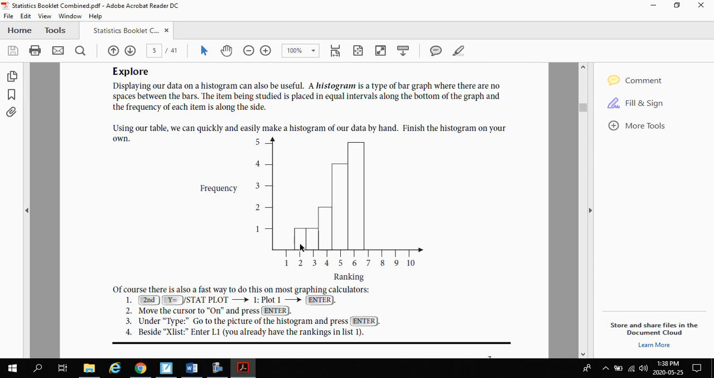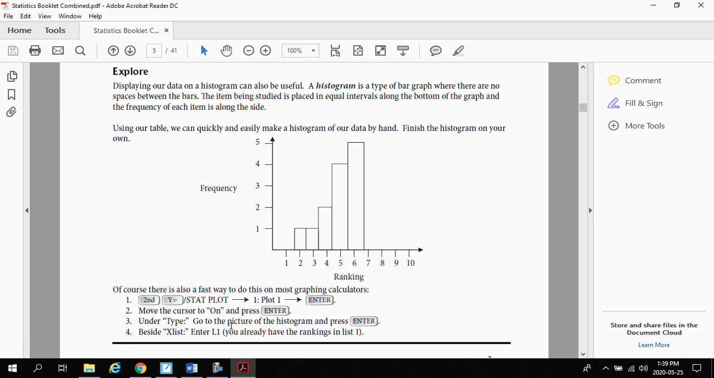So we know that one person gave a rating of 2, and one person gave a rating of 3, and 2 people gave a ranking of 4, and 4 people gave a ranking of 5. The ranking of 6, there was 5 people. You can finish off this bar graph, right? 7 people gave it a 2. So you draw the little bar here. I can't do it on mine. And 8 and 9 both gave a ranking of 1. So you'll have the bars there for 8 and 9. So finish the histogram on your own there. And that gives us kind of a visual of what it actually looks like.